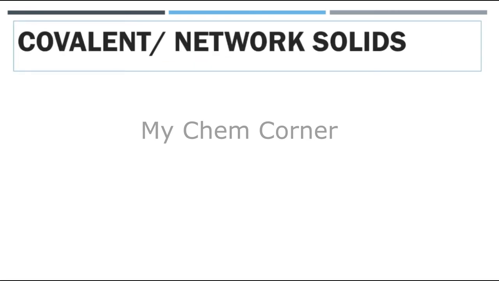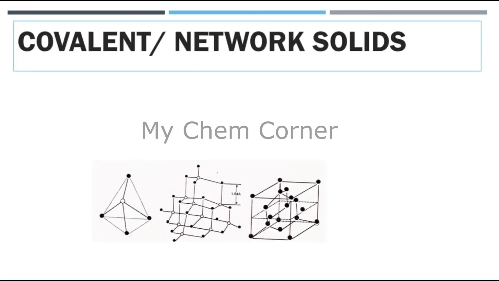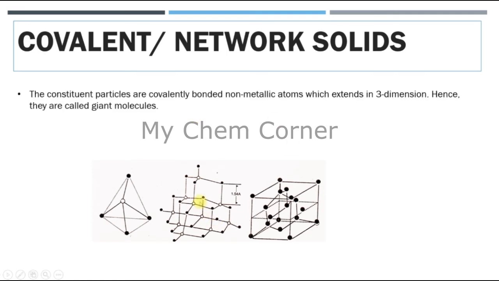Now, the next one is covalent or network solids. For this, the example that you will look at is diamond. We know that diamond has only carbon and the bonding between them is covalent bonding. They're very strong. So here the constituent particles are covalently bonded non-metallic atoms. If you look at diamond, diamond has only carbon. Carbon is a non-metallic atom. So here the bonding between them is covalent.